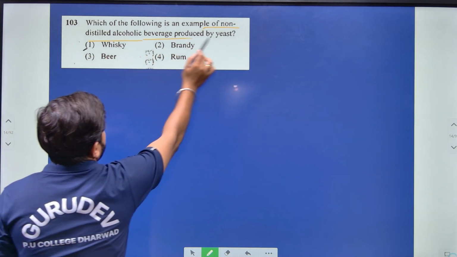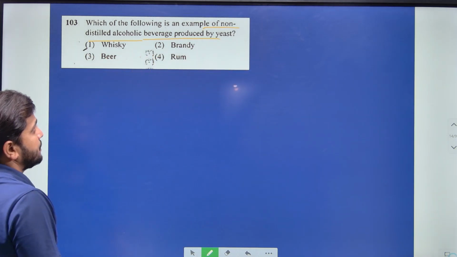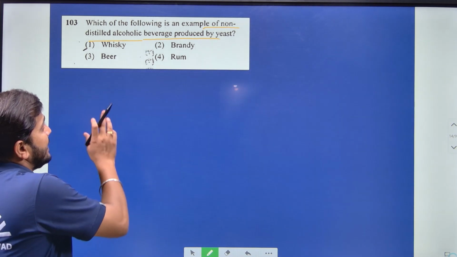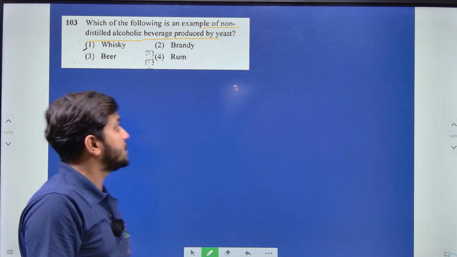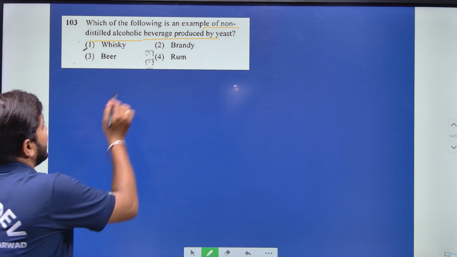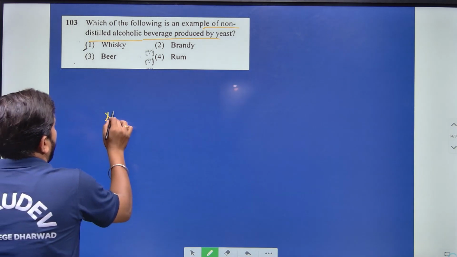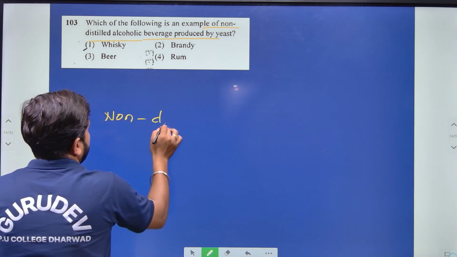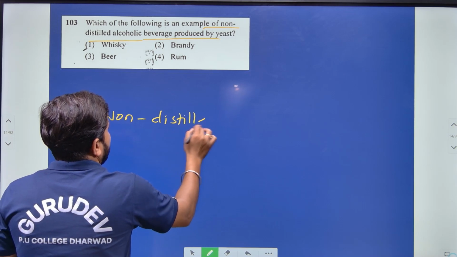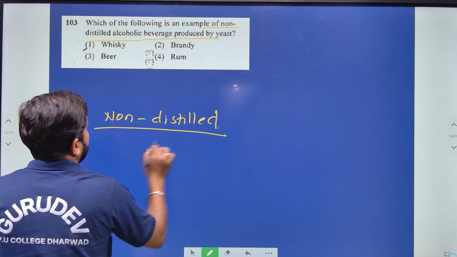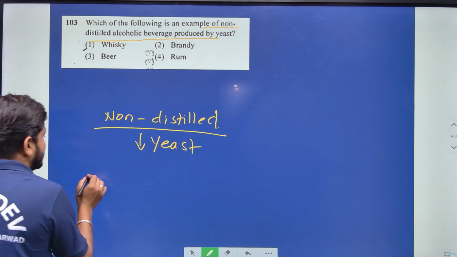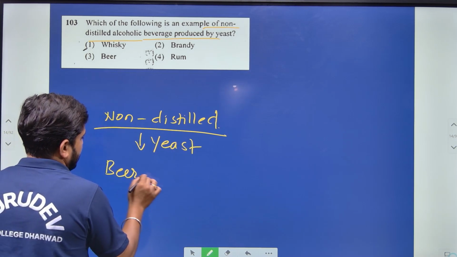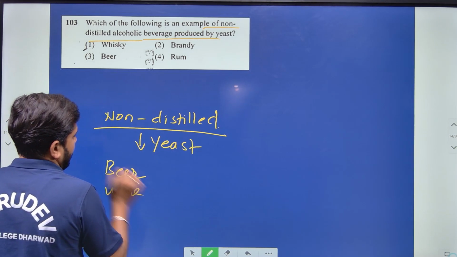Which of the following is an example of a non-distilled alcoholic beverage produced by yeast? They are saying non-distilled here. Non-distilled alcoholic beverages which are produced by yeast are beer and wine.